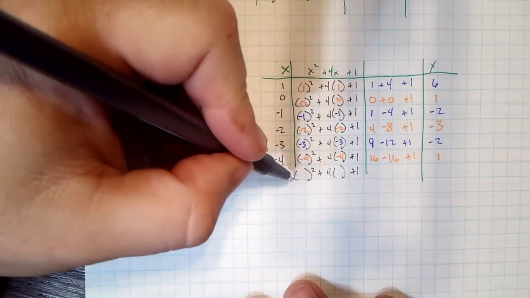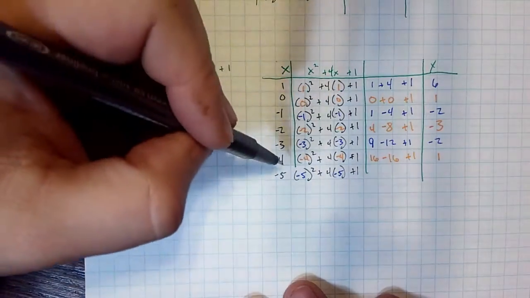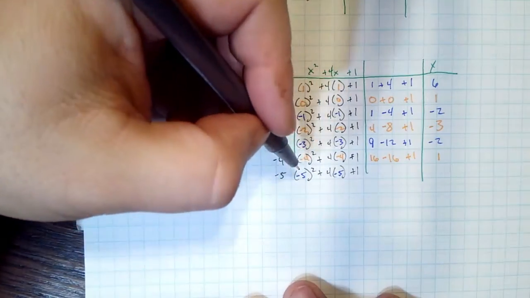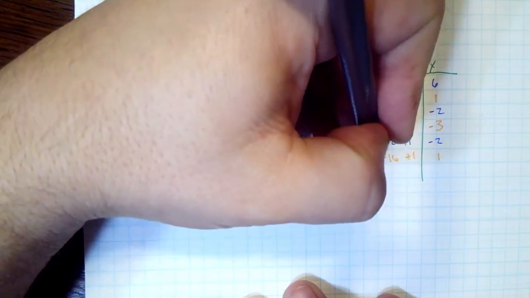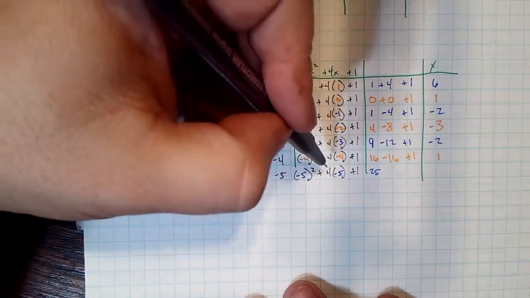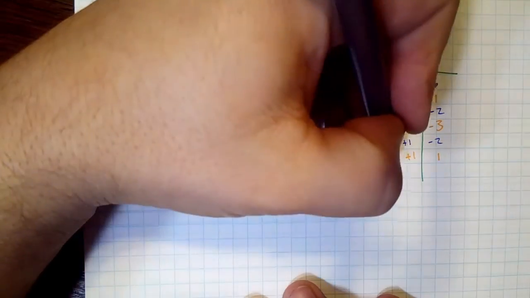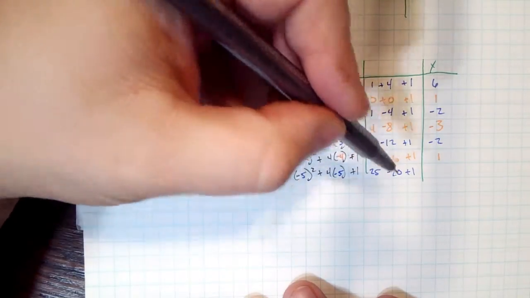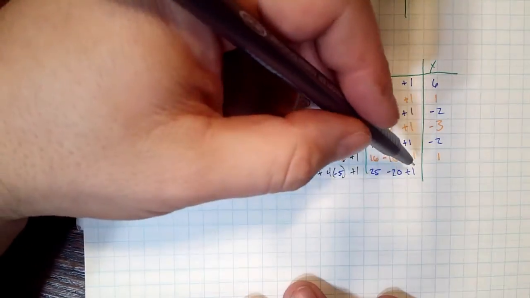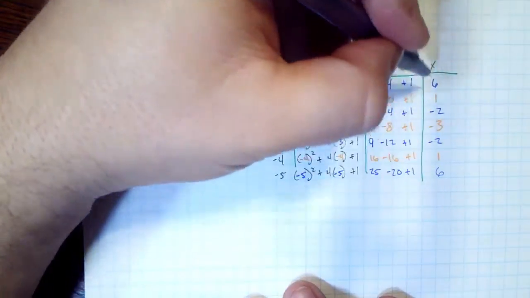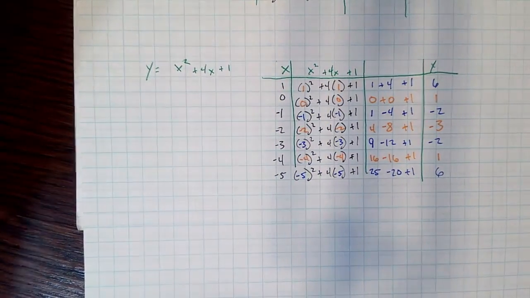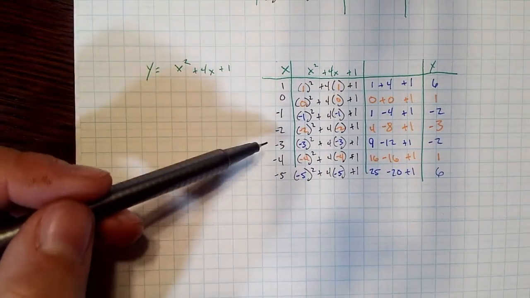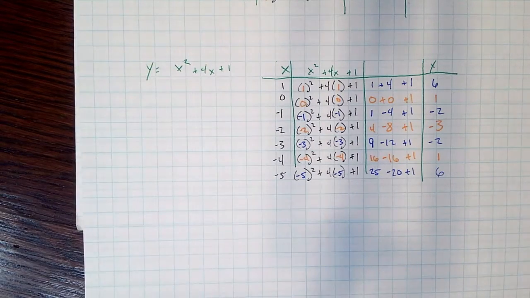All right. Negative 5 goes in here. What is negative 5 squared? Negative 5 times negative 5 is positive 25. 4 times negative 5 is going to be negative 20 plus 1. What is 25 minus 20? 5. 5 plus 1 is 6. And look at that. It totally repeats. And again, that's why they gave us these numbers, because the book knows that this is going to be the center of that equation. All right, let's graph it.